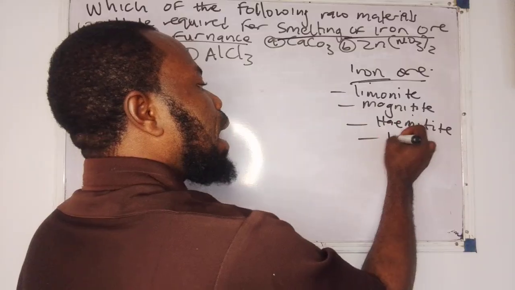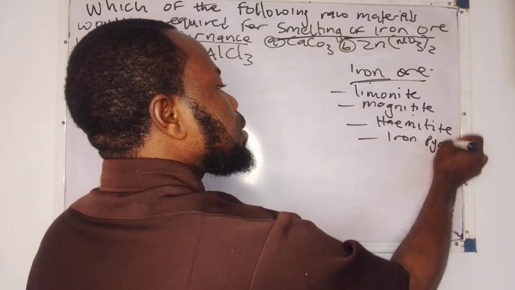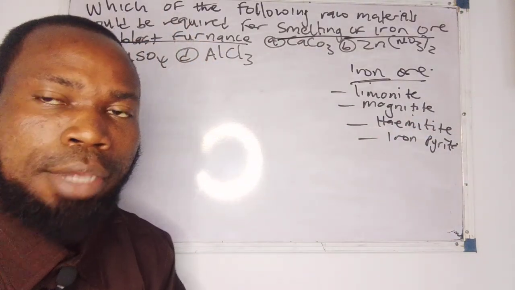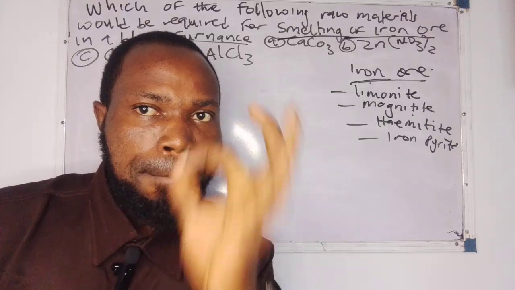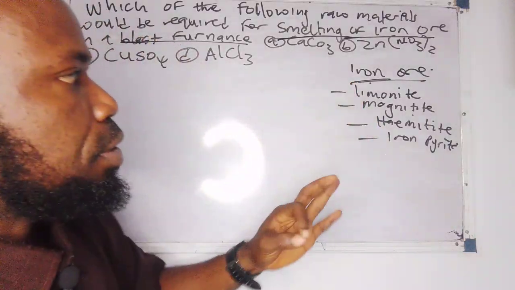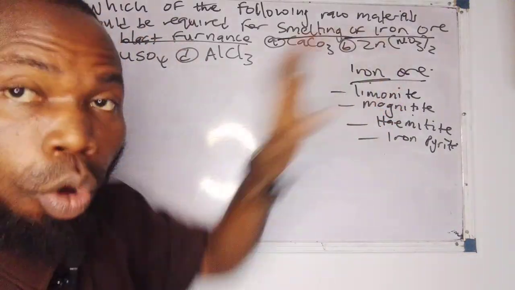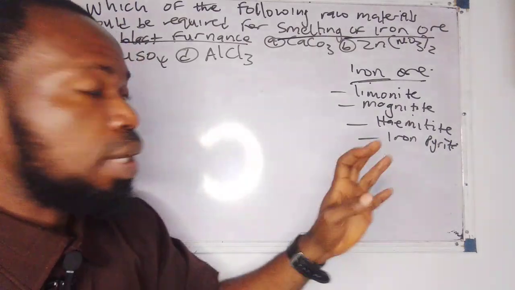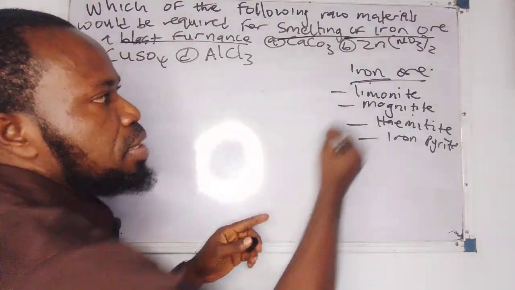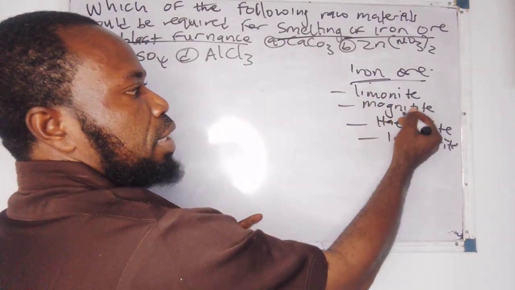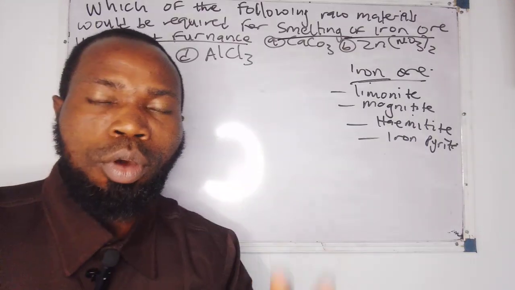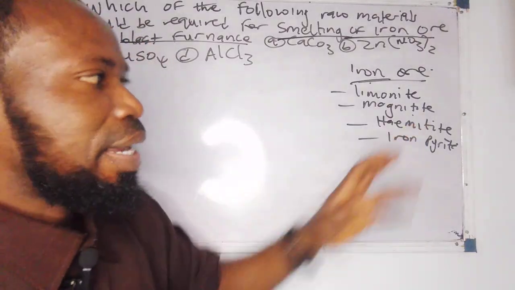There's also iron pyrites, and you should know that pyrites are usually regarded as fool's gold because of their appearance. These are the common ores of iron. Let me rephrase that statement: these three ores, limonite, magnetite and hematite, are the three most common ores of iron. But amongst those three, hematite is the most common.